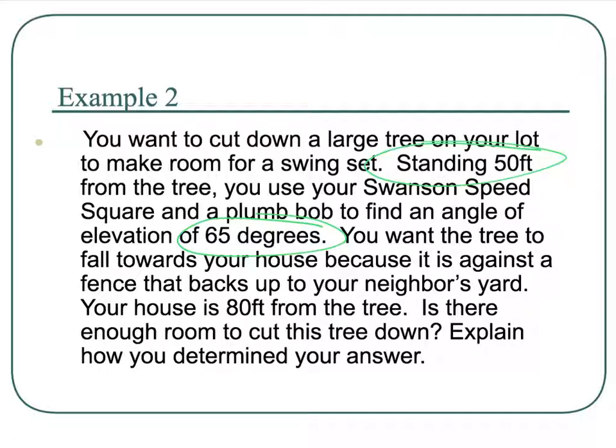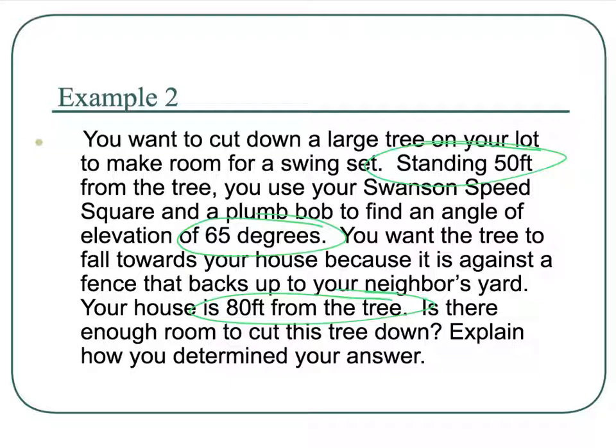All right. You want the tree to fall towards your house because it is against a fence that backs up to your neighbor's yard. So you don't want it to fall the other direction. You want it to fall towards the house, otherwise it'll destroy your fence. Your house is 80 feet from the tree. Is there enough room to cut this tree down? Explain how you determine your answer.